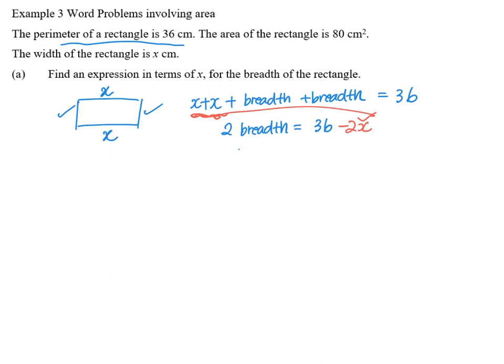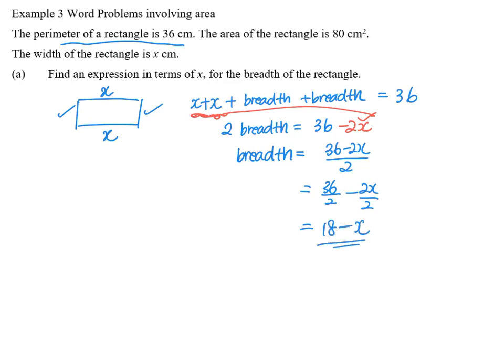And how do I get only one unit of breadth? That means I'll take 36 divided by 2, 2x divided by 2. So instead of writing 36 minus 2x over 2, I can write it as 36 divided by 2, 2x divided by 2. And simplifying it will give me 18 minus x. And this will be the breadth, in cm.